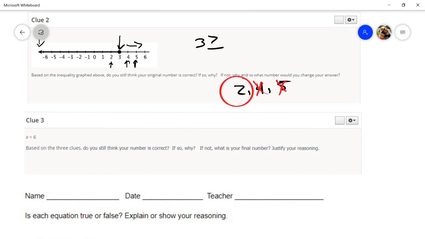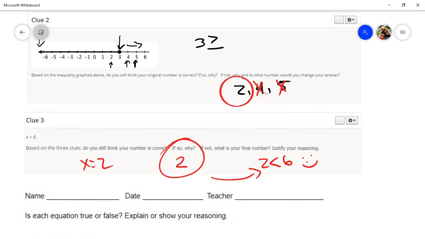Based on the 3 clues, do you still think your number is correct? Well, I think it's 2. X is less than 6. Is 2 less than 6? Yes. And that's how I just justified my answer. Since x equals 2, I plug it in. 2 is less than 6. Yay! So 2. Good job.